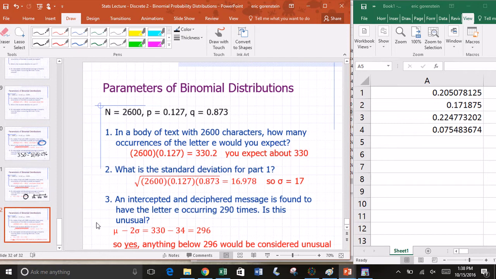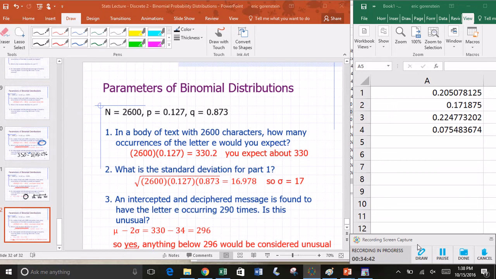Okay, that does it for binomial probability distributions and parameters of the binomial probability distribution. Later, when we talk about the continuous normal distribution, we'll look at ways to use the normal distribution to approximate the values of the binomial distribution. But that's a topic that we'll talk about later on.